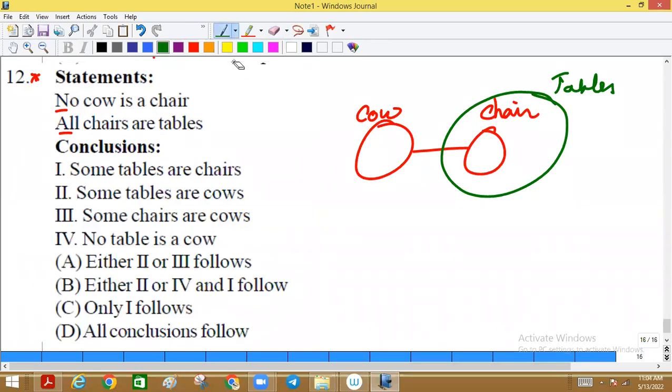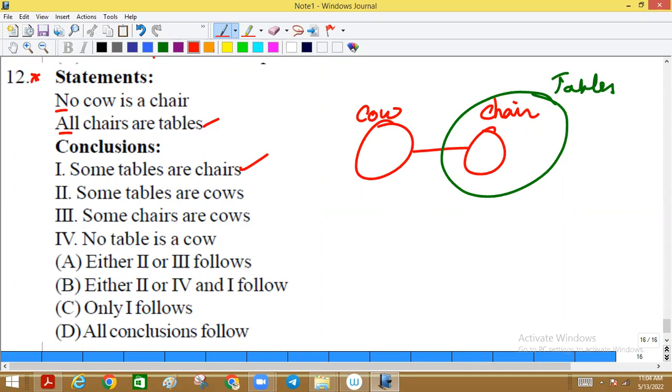Good. Now, check the concept here. Some tables are chairs. Can you say some tables are chairs? Because all chairs are tables. Obviously, from all chairs are tables, some also will come. So the answer is some is correct. Now comes here. Some tables are cows. Can you say some tables are cows? No. Yes or no?